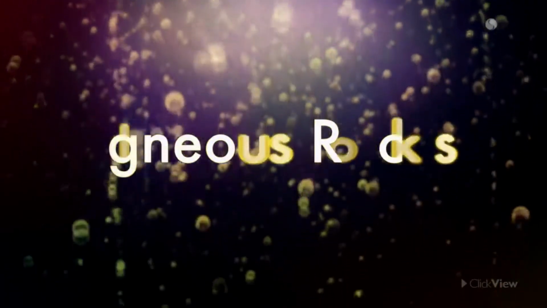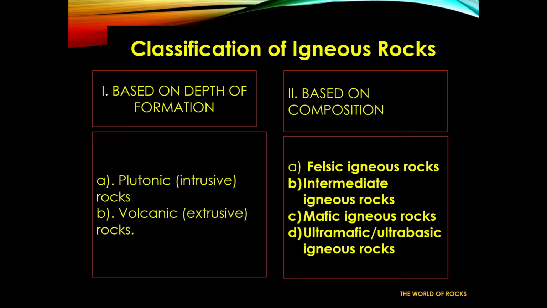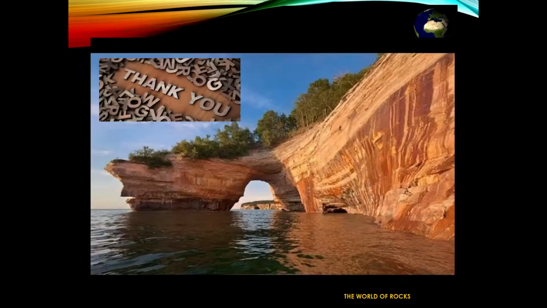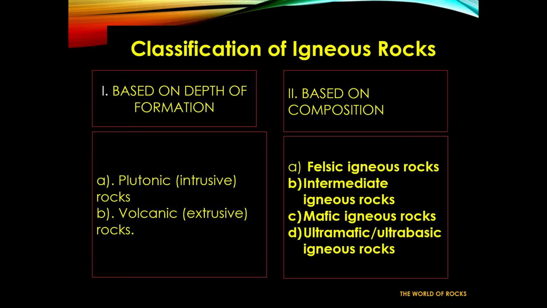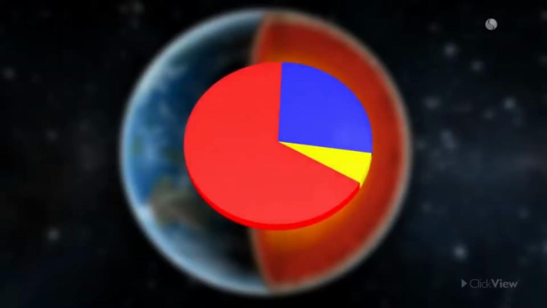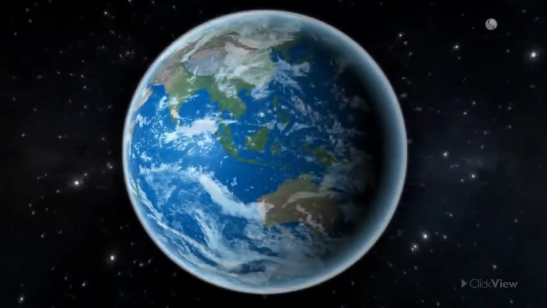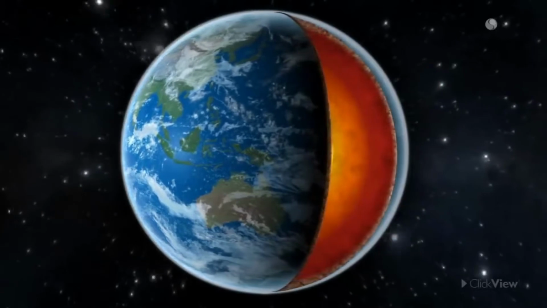There are two types of classifications of igneous rocks: one based on depth of formation and the other based on composition. The word igneous has been derived from the Latin ignis, which means fire. Let's study more about igneous rocks and their classifications.